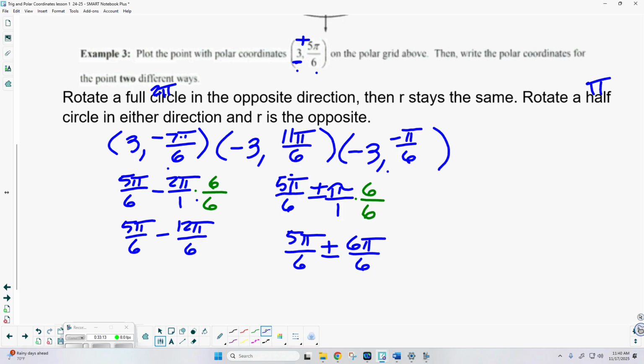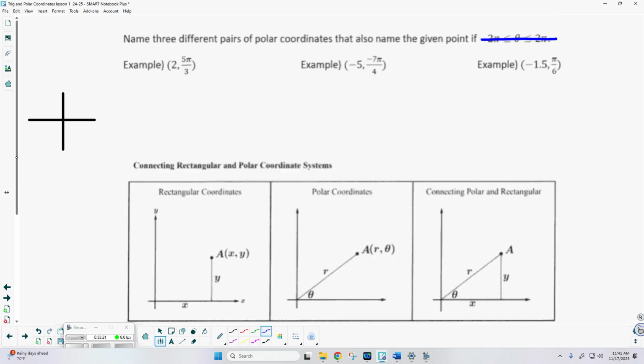Okay. All right. Questions on that? Let's go ahead and practice this a little bit. Let's get some more points. Okay, so our next example is 2 and 5 pi over 3. So just like we did before, I want another point where the radius is 2, but I want to find 2 other points where the radius is now negative.